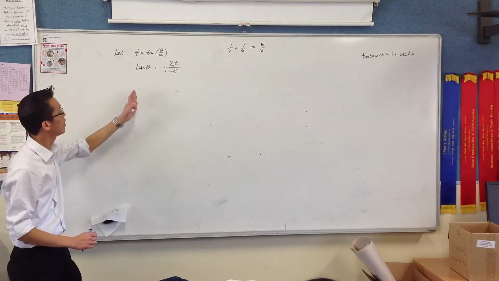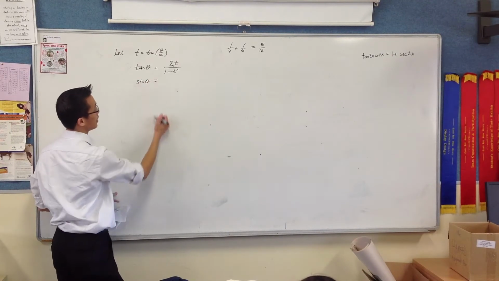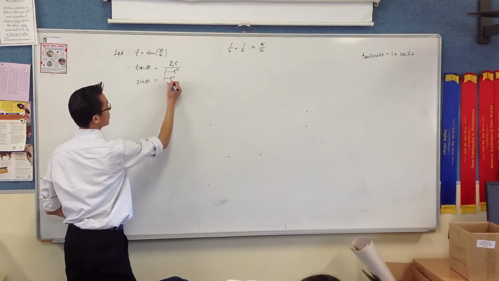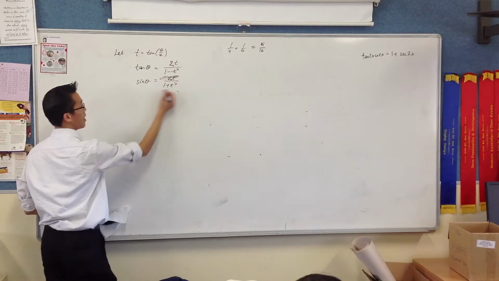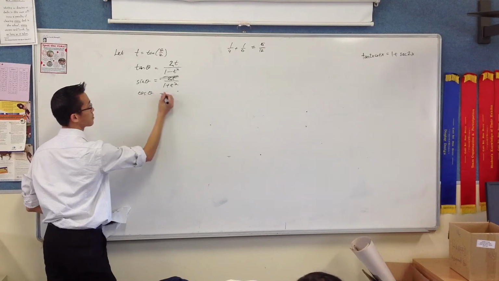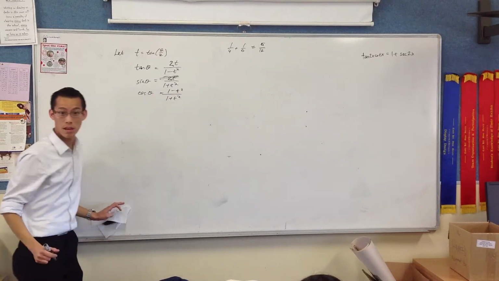Now from there, we use the same idea and we said sine is going to be 2t on 1 plus t squared, and cos is 1 minus t squared on 1 plus t squared. Happy with that? Remember that?